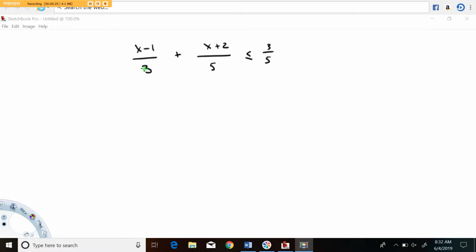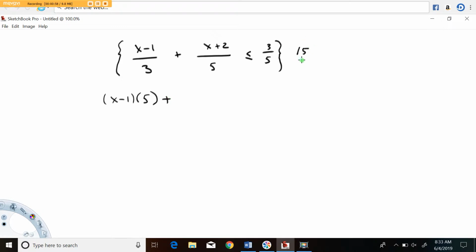Or we can clear out all the fractions. And that's what I like to do. So what I'm going to do here is get rid of all the fractions by multiplying the entire equation by the least common denominator here. So if we multiply the entire equation by 15, again, you have to get everything. When we take this times this, we'll have x minus 1, and then 15 over 3 is 5. So that's going to be x minus 1 times 5.